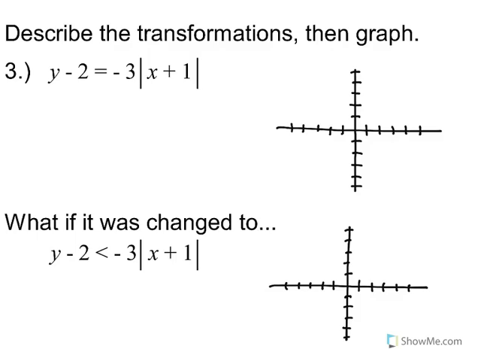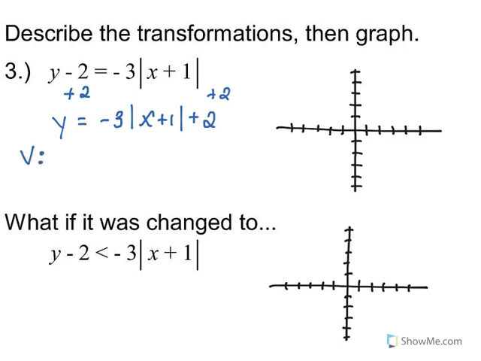Okay, so for problem number 3, we're not quite in standard form yet. The first thing I need to do is isolate the y. The easy way to do this here is just add 2 to both sides. And I really have y is equal to -3 absolute value of x plus 1 plus 2. And now I can identify my vertex, direction of opening, and describe those transformations.